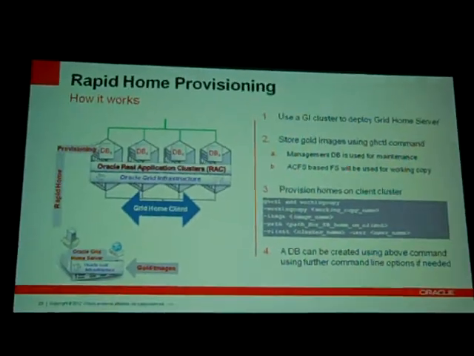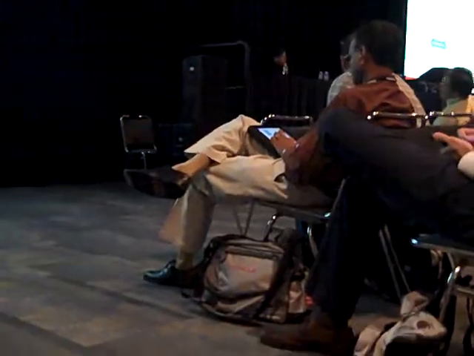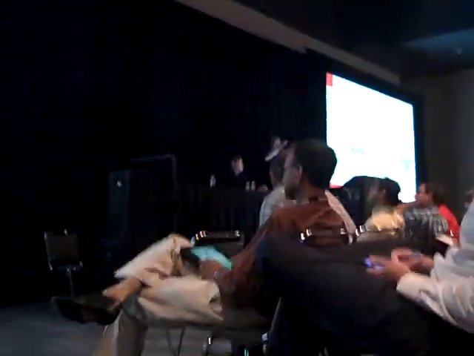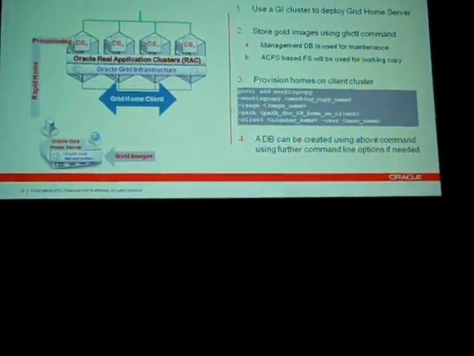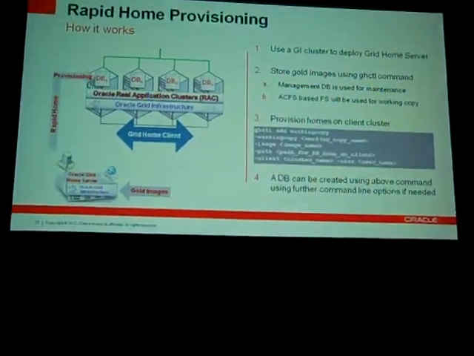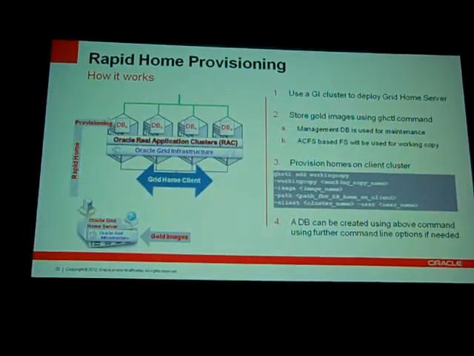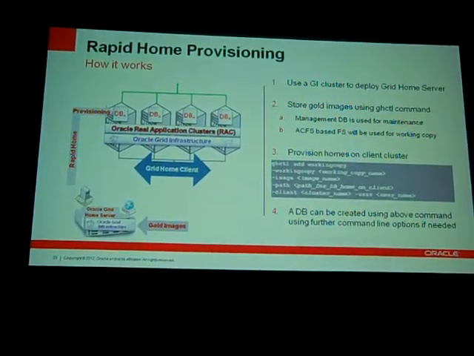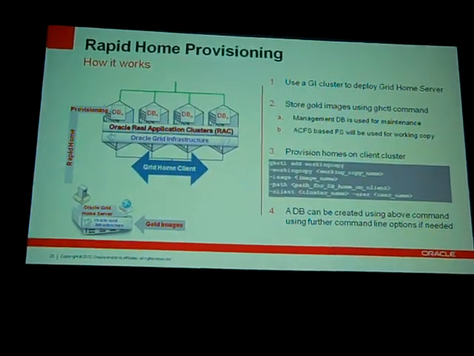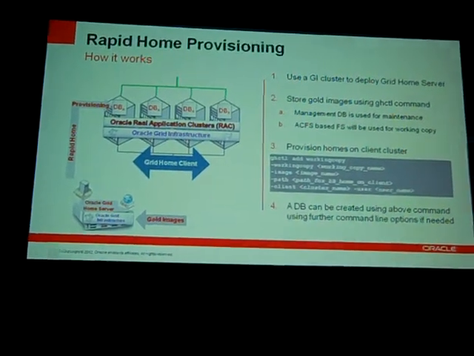First thing you need to do is use a Grid Infrastructure-based cluster to deploy your Grid Home server. I have used a little machine here on the top left, which could be an Oracle database appliance. And then you have your production cluster, which I've shown in the top right, where your databases eventually run. You will store a gold image using a ghctl command on the Grid Home server. And this command is very important because it interacts with the Grid Home client, even though it may run on the Grid Home server. The Grid Home server and the Grid Home client stay in interconnectivity. They know about each other.